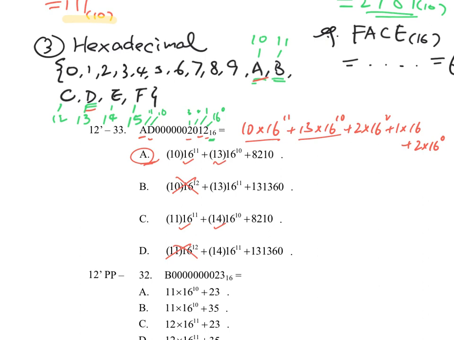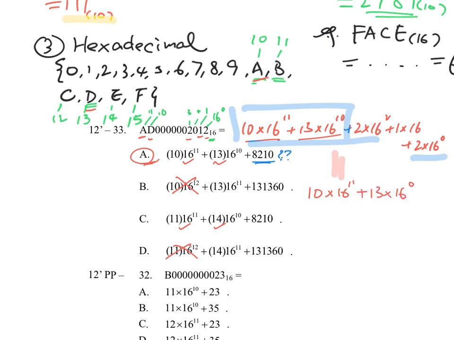But you have a puzzle: why do we have x210 there? The reason is, when you simplify this expression, the first two terms are already indicated in answer A. You can further simplify it as 10 times 16 to the power 11, 13 times 16 to the power 10, while for the last three parts, 1, 2, 3, you may check with the calculator and you get 210 for the result. So let's finish the question.